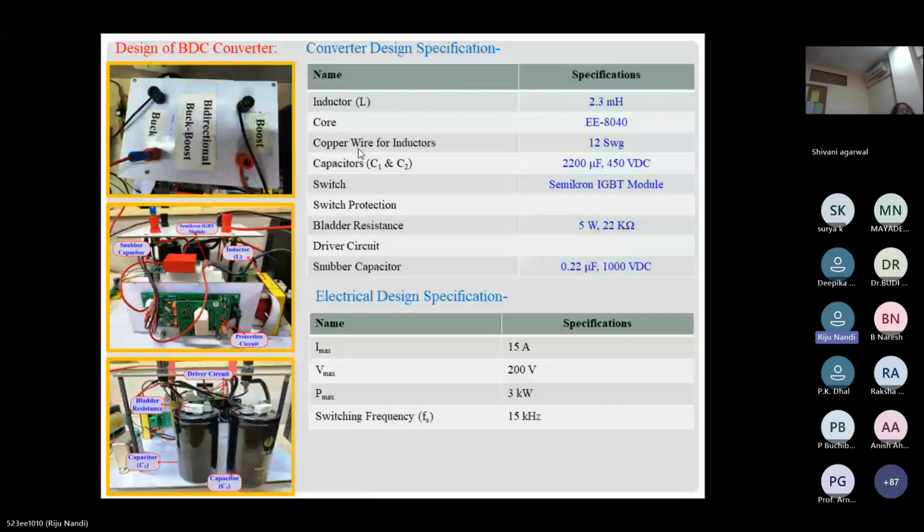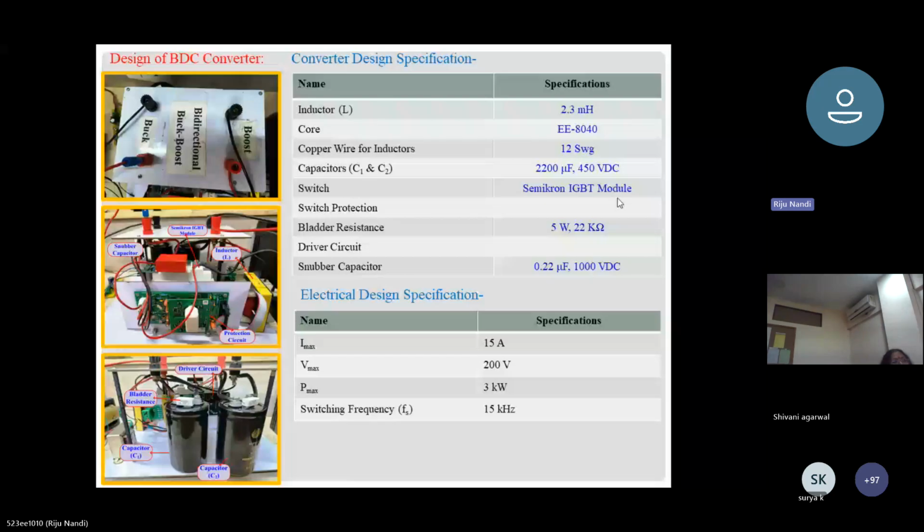So there is a 2200 microfarad, 450 volt DC capacitor. A switch, I have told, is the Semikron IGBT module, and switch protection is also there, and bleeder resistance also. For the discharge of the capacitor: when the capacitor is charging, at that time you have to discharge. So I have used the bleeder resistance, that is 5 watt 22 kilo ohm.